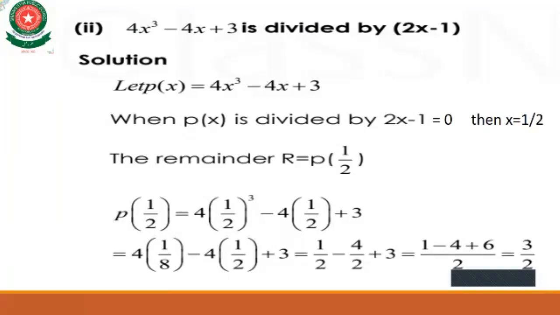So putting the value x equal to 1 by 2 in the polynomial, p of 1 by 2 is equal to 4 into 1 by 2 cube, that means 1 by 8, minus 4 into 1 by 2 plus 3.